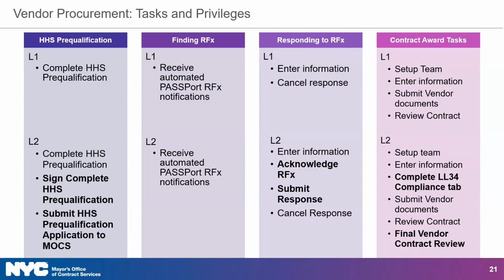Let's look at 4 major tasks in Passport and examine some of the differences between vendor procurement L1 and vendor procurement L2. Note that the extra L2 privileges are in bold. Most of the additional L2 privileges concern reviewing, signing, and submitting needed information to MOCS on behalf of the vendor organization. When it comes to contract award tasks, the L2 can also complete the LL34 compliance tab, which we'll discuss next.